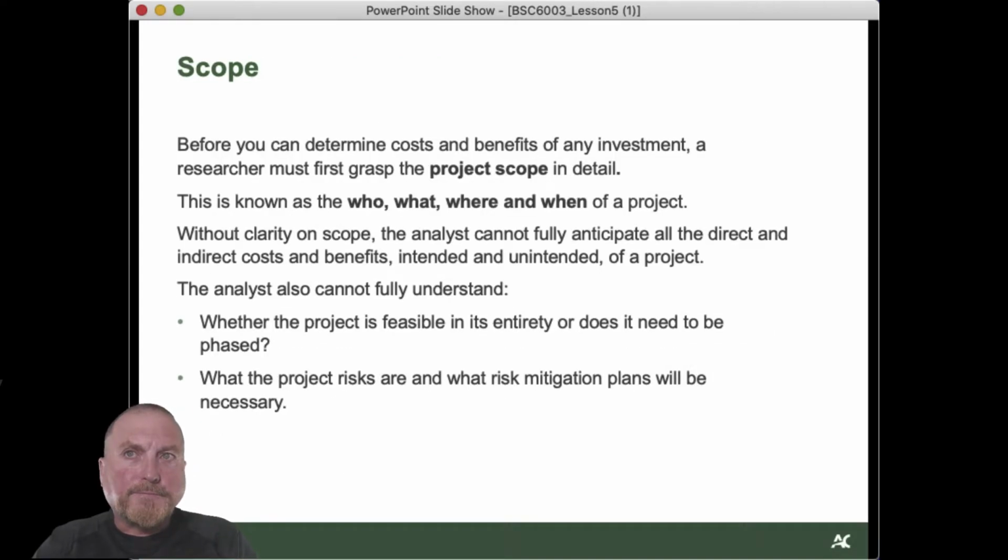All right? The second big consideration in any sort of cost-benefit analysis is scope. You cannot determine the costs and benefits of a cost-benefit analysis without determining the scope first. All right? Who's going to be impacted? What's going to be impacted? Where is it going to be impacted? And when could it be impacted?